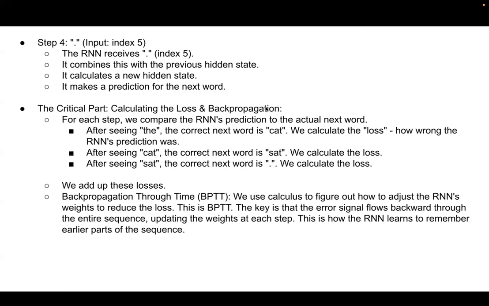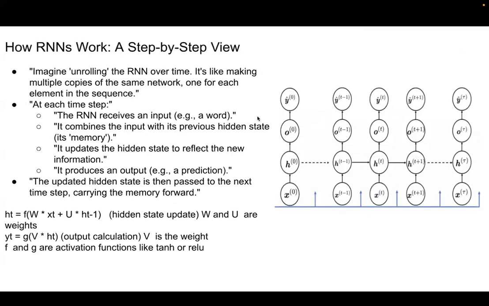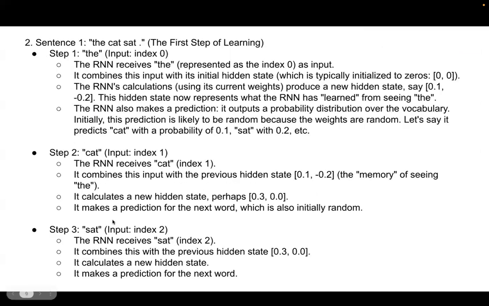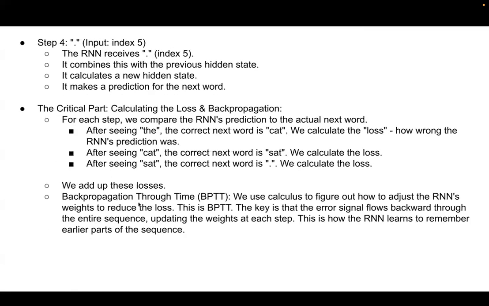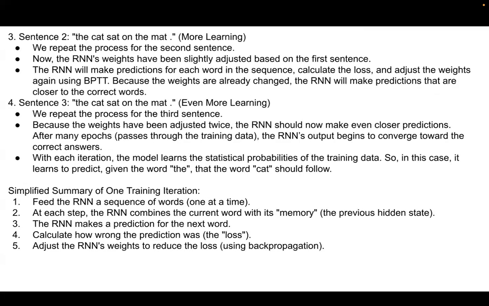So calculating the loss and backpropagation means that if the word predicted is not what we expect, then we calculate the loss and go back and change the weights. When we change the weight, the hidden state value also changes, because the hidden state, like we saw here, changes as the weight changes. Now, the same thing goes on when it receives the next word. Here, in backpropagation through time, we use calculus to figure out how to adjust the RNN's weights to reduce the loss, and then it goes backward, changes the weights, and then calculates the loss again. It goes on and on.